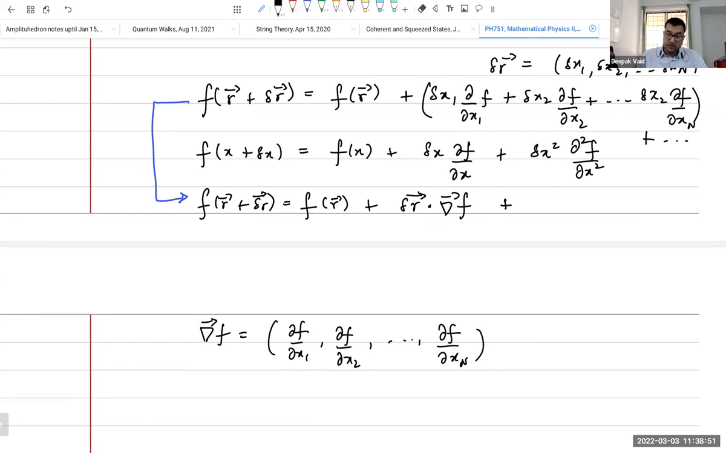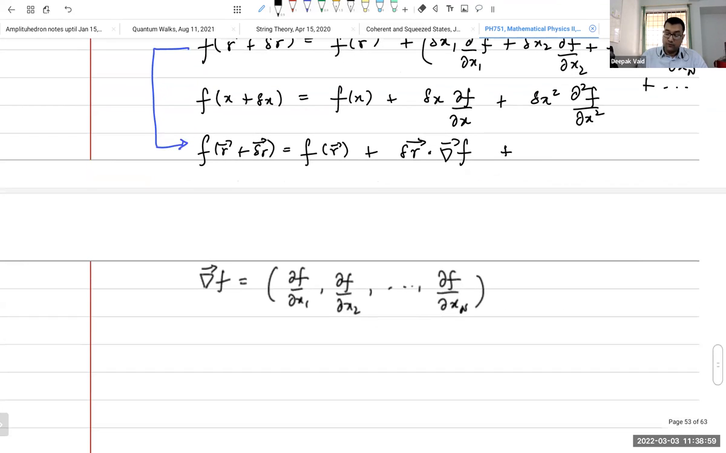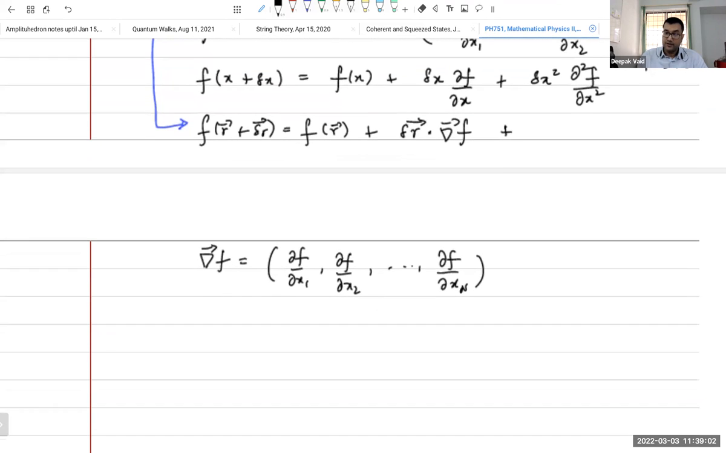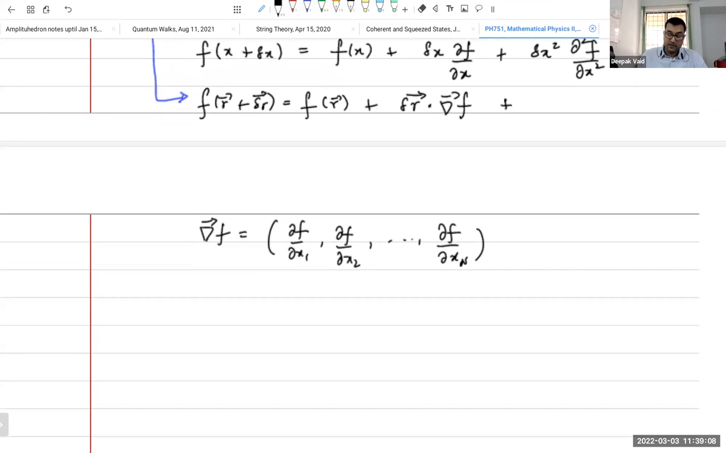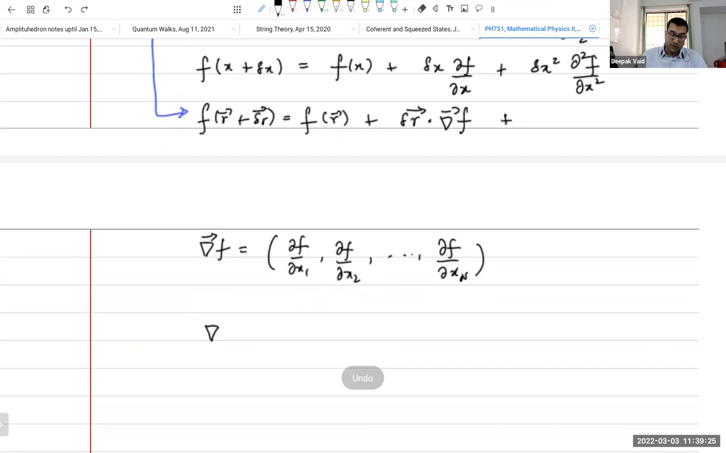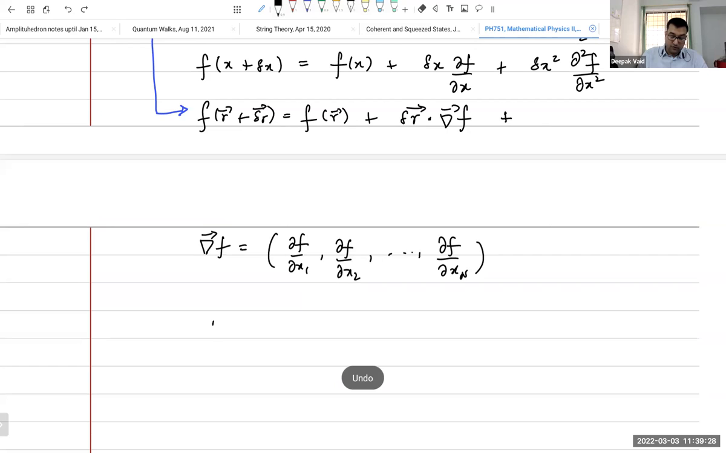So now for this multivariable case, what will be the expression? We want the second derivative of f, but remember, f depends on n variables. So we want the del square f, but we can't use del square. Del square is a Laplacian, right? We can't use that.